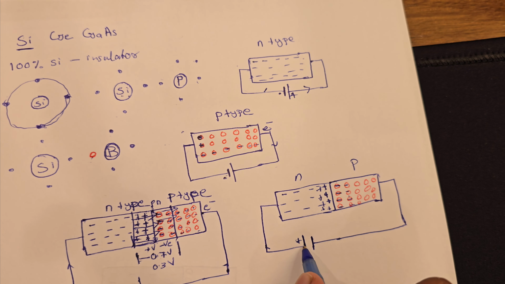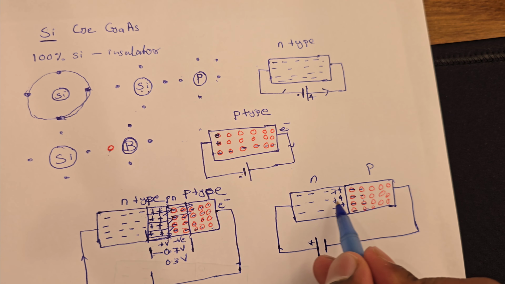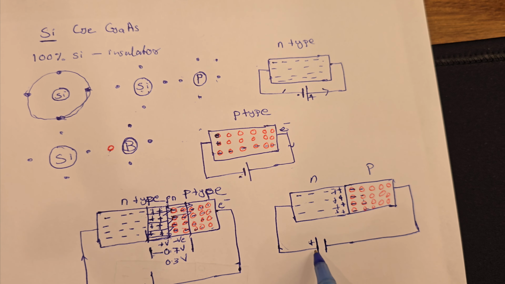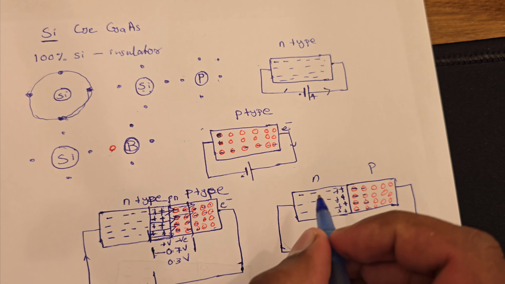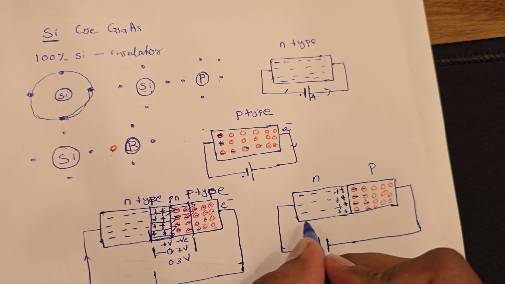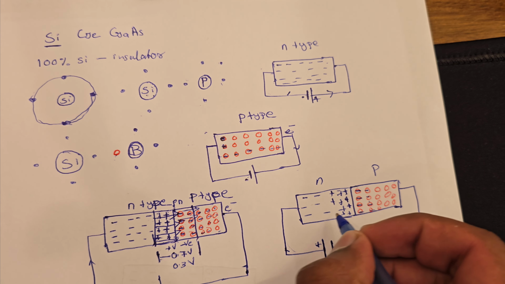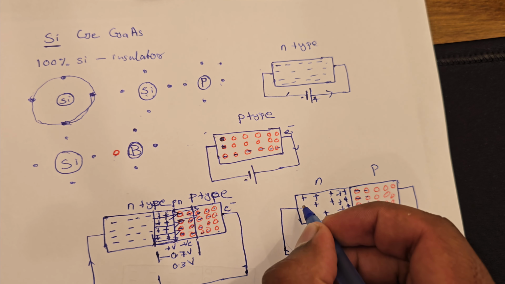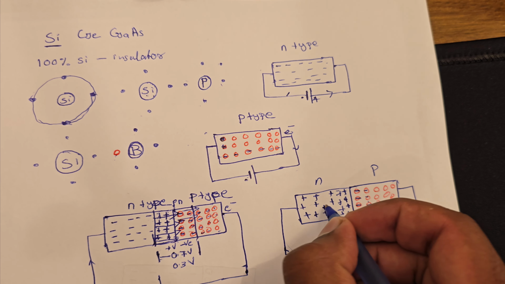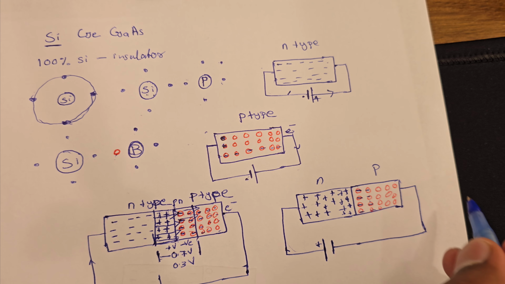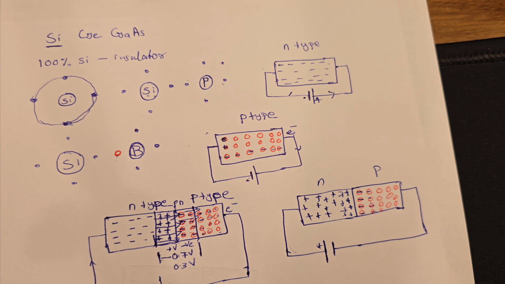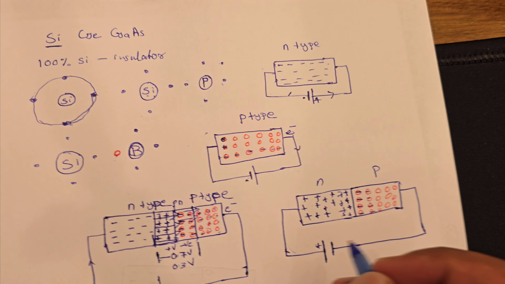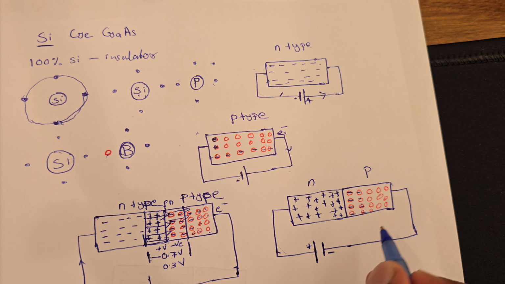So here is the positive terminal, the positive pin of the battery. Here all these free electrons will flow through this wire into the positive, leaving no free electrons in this region. So when this region loses free electrons, all the atoms there become positively charged. What happens at the other side, where the p region is connected to the negative terminal of the battery?